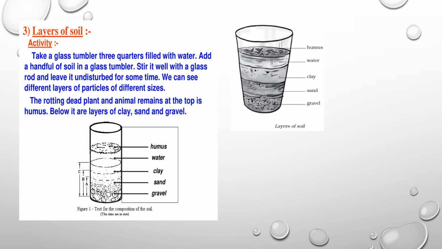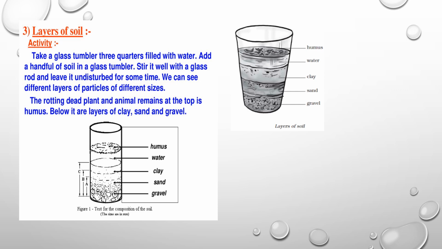At home, take a glass bottle, fill it halfway with water, and then add a handful of garden soil. Then stir it. Now keep it undisturbed. Then we can see different layers of soil particles of different sizes. And at the topmost surface of the water, we find rotting dead plant and animal remains, and that is called humus. I hope you follow.